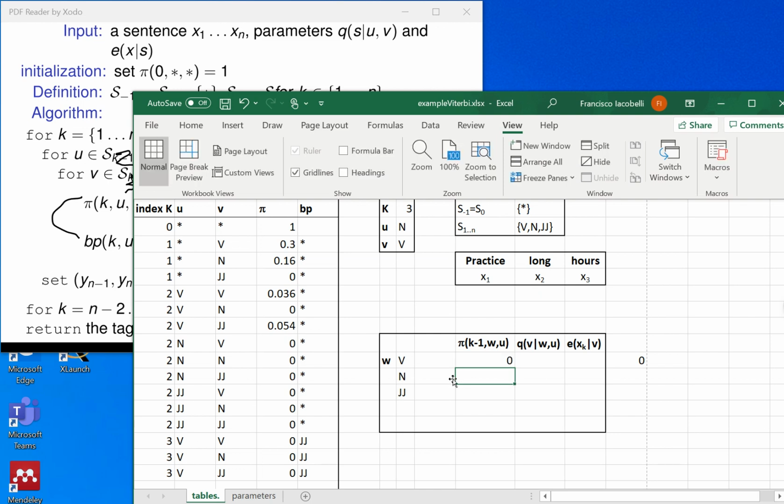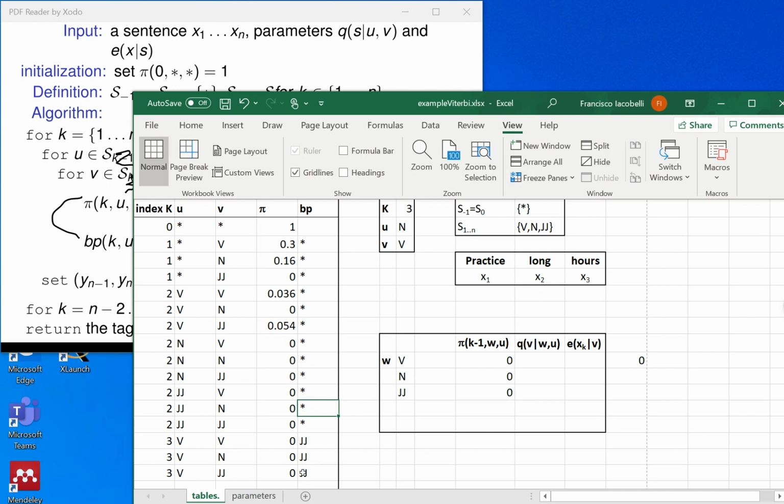Now if W is N, we're going to do the pi of 2 NN. What is pi of 2 NN? Is also 0. And then with JJ, we're going to do the pi of 2 JJN. 2JJN is also 0, right? So now I need to fill out the pi of 3NV. And the pi of 3NV is also going to be 0.